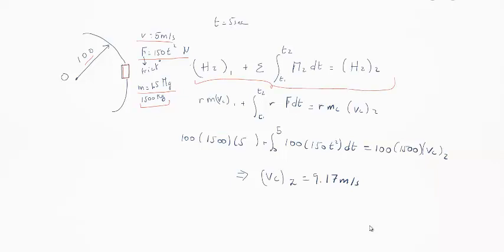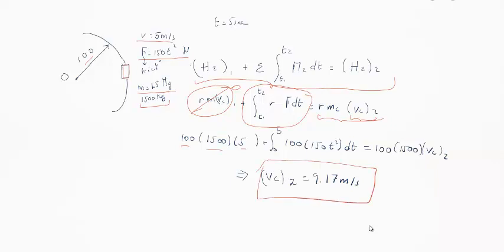Now notice this is angular momentum. Since it's rotating in a circle, we have r m vC plus the integral from t1 to t2 of r F dt equals r m vC. So plug in numbers. So the force here is given. The only unknown we have is vC. Notice actually this is 0. And this is for the weight times 5, and we get 9.17 meters per second.